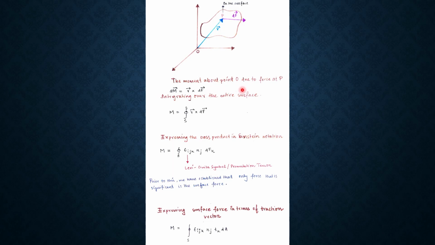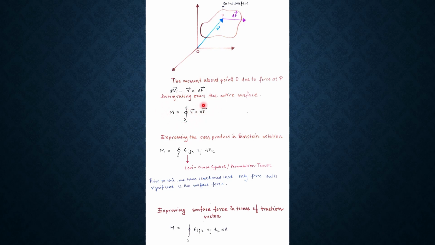The moment about point O due to the force at P is dM equals R cross dF. Now to find the net moment, I have to integrate this expression over the entire surface. Now doing that, this is the expression that I get.